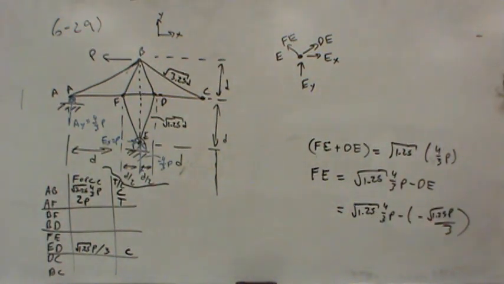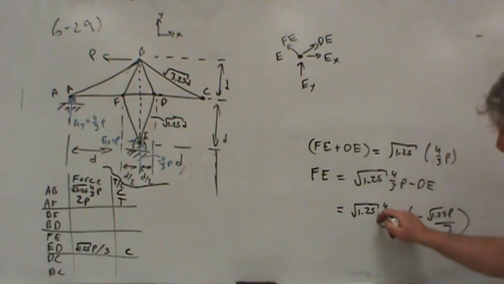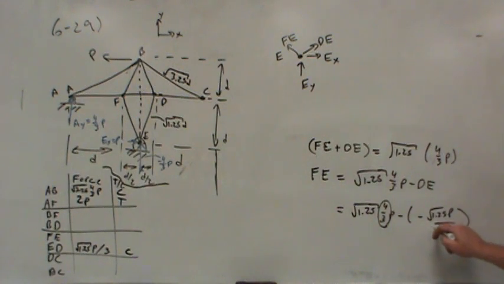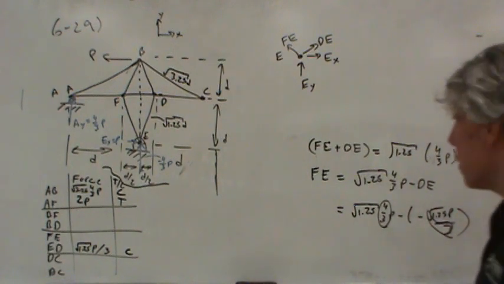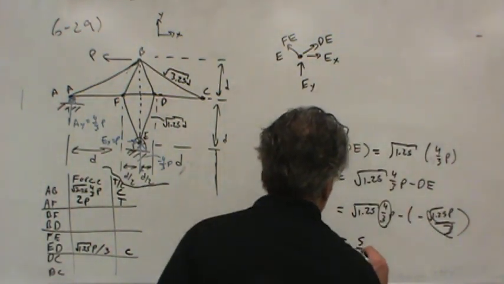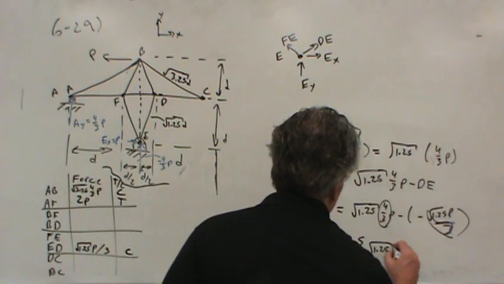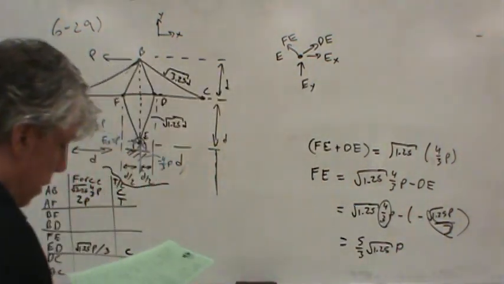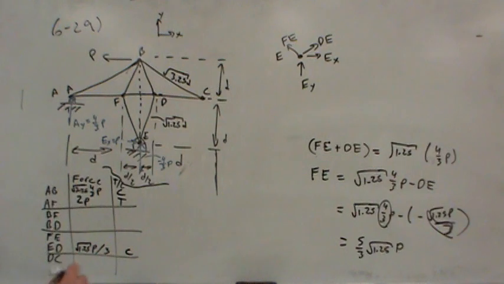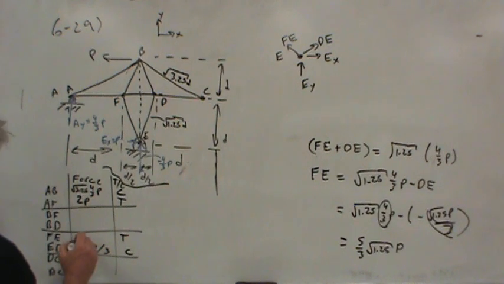So we're actually adding. So basically we need to add 4/3 with another 1/3, so to speak, right? So 4/3 and 1/3, that's 5/3. So this would be 5/3 root 1.25 P. And so that would go on FE. Now notice it's positive, so this is a tensile load. So, how do I want to do this? How about 5P root 1.25 divided by 3?